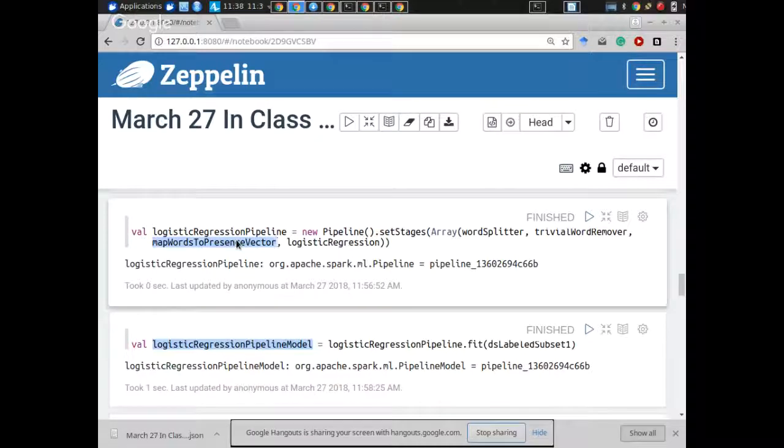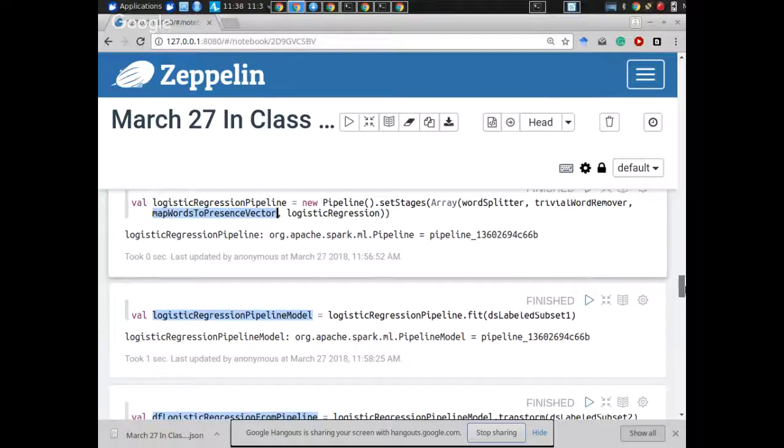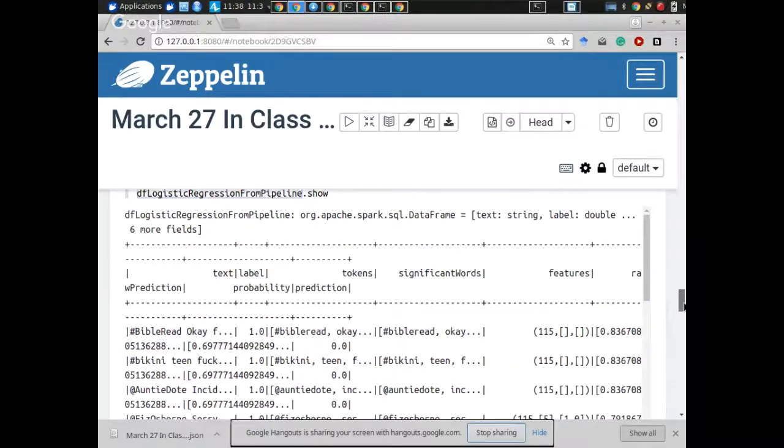Yeah, it's this guy here, the map words. But it wasn't by itself. Before that could be used, it had to be fitted to some data. And what data was it fitted to? Well, it was fitted as part of the outputs from this guy, which were based on the outputs from this guy. Map words to vector basically needed to be fit to particular data in training so that it knew what words to look for.